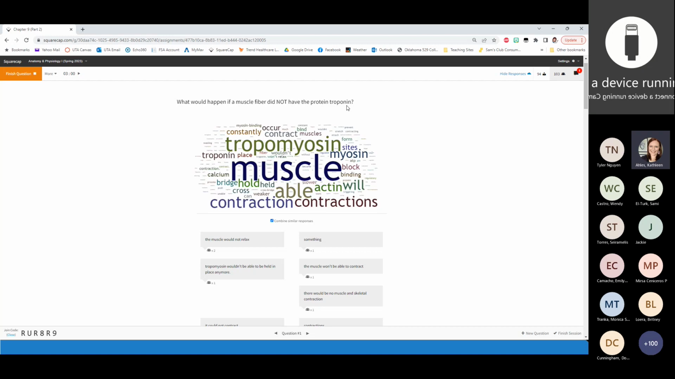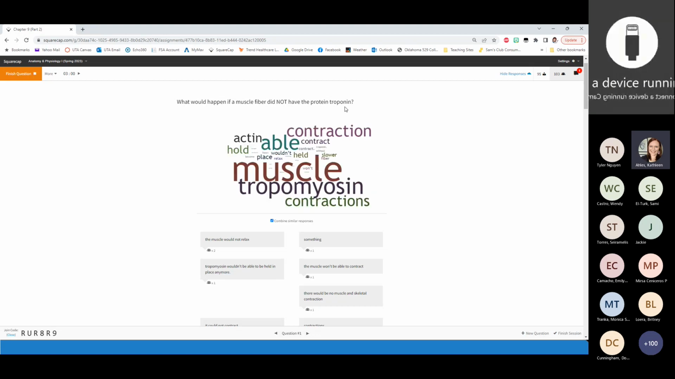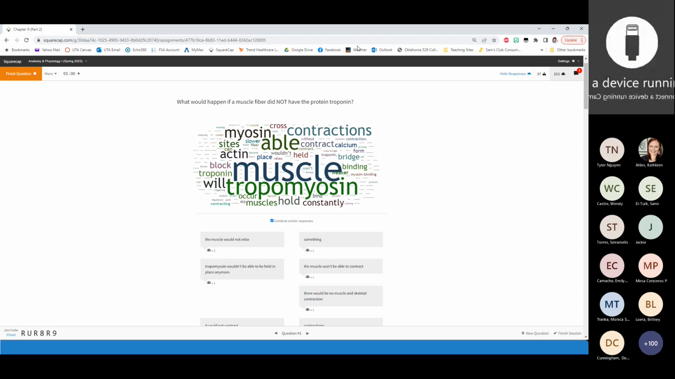So quick reminder for us of the two kinds of proteins we have inside muscle cells. Ones like troponin or tropomyosin that are regulatory proteins, and then the ones like actin and myosin that are the actual proteins. Awesome.